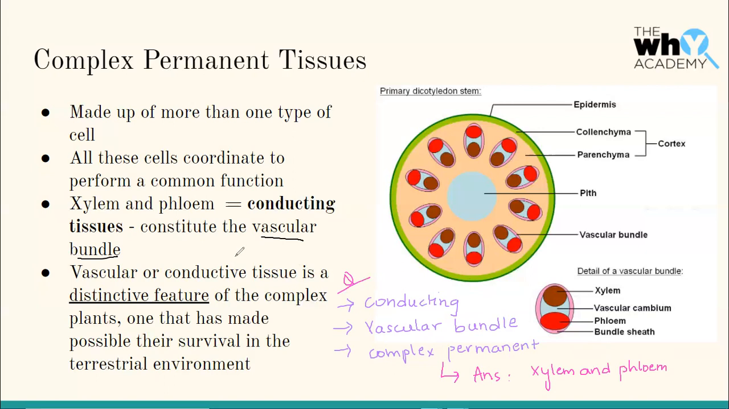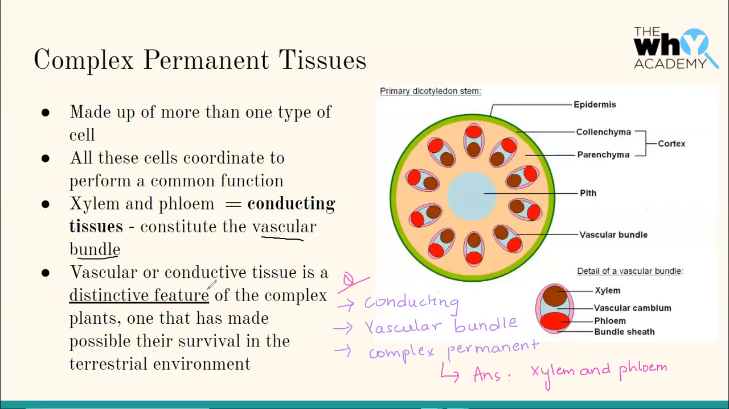Yes. At this stage, you don't really need to know what vascular means. Basically, you can remember it as something to do with transport. You can remember it like that. Conducting also, why conducting? Because it conducts food and water, right? Or it transports food and water.